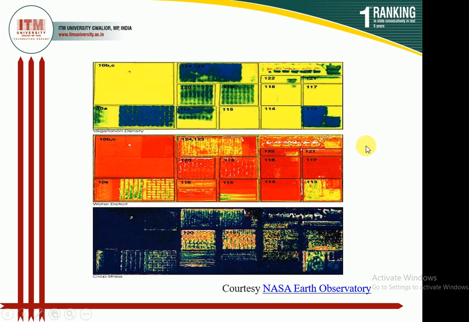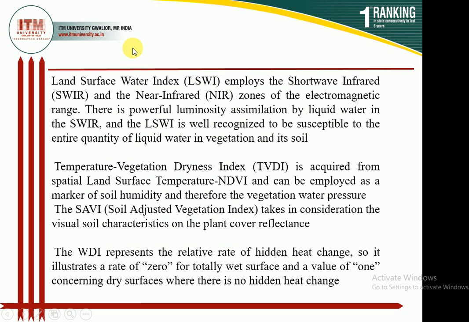So it is also a form of NDVI ratio, or a remote sensing based image generated with the help of this technique. There are various indexes used in remote sensing, such as the land surface water index, LSWI, which uses short wave infrared radiation and near infrared radiation to make a pictorial view of a particular location. It is mainly used for detecting the amount of water present in the soil.